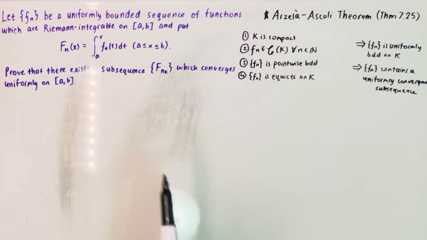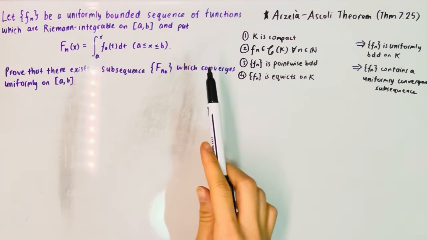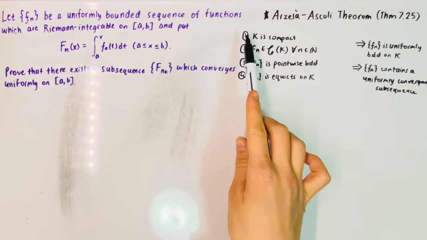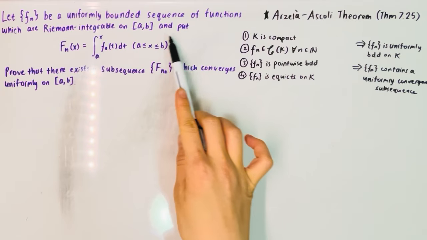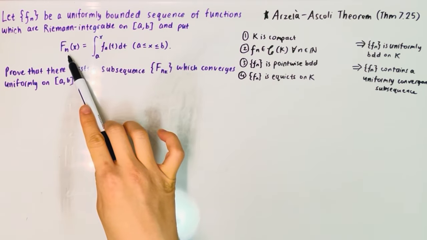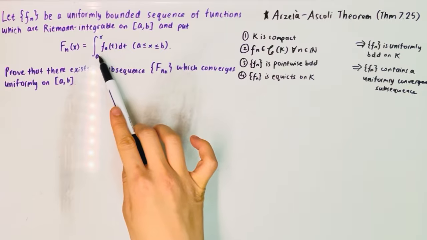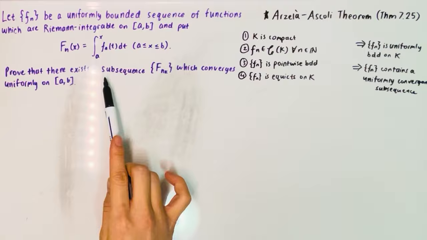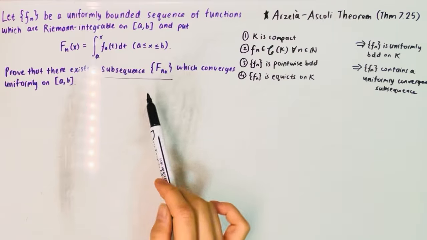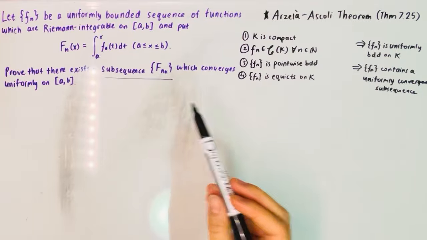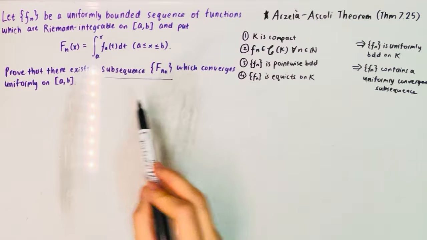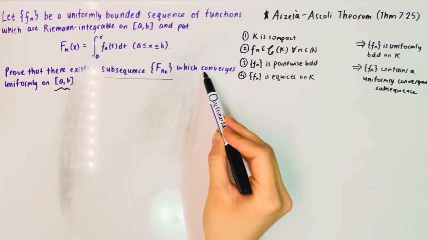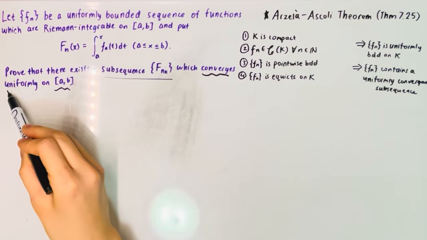Okay, so today we're going to do this problem from Rudin 7.18, which says, let f_n be a uniformly bounded sequence of functions which are Riemann integrable on [a,b], and put F_n(x) equal to the integral from a to x of f_n(t) dt. And we want to prove that there exists a subsequence, F_{n_k}, which converges uniformly on [a,b].